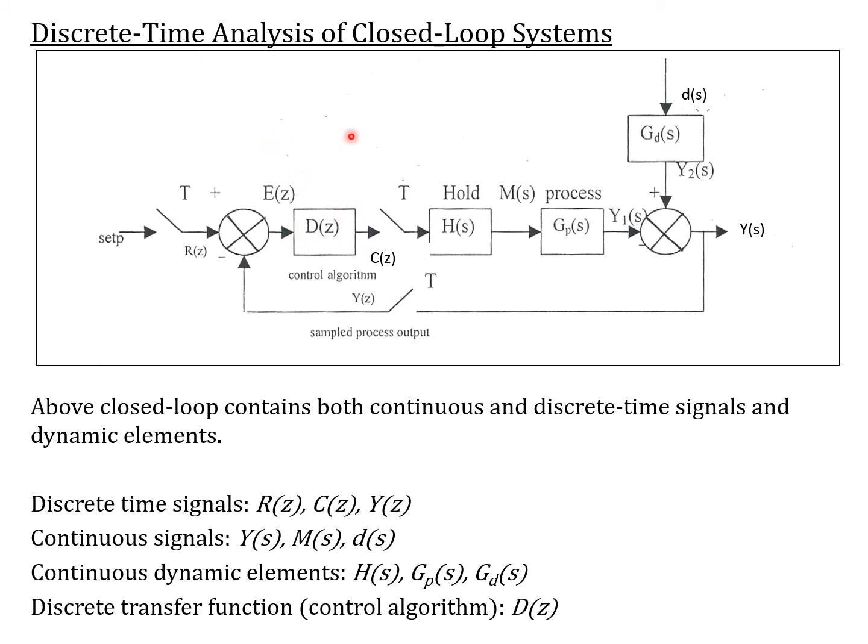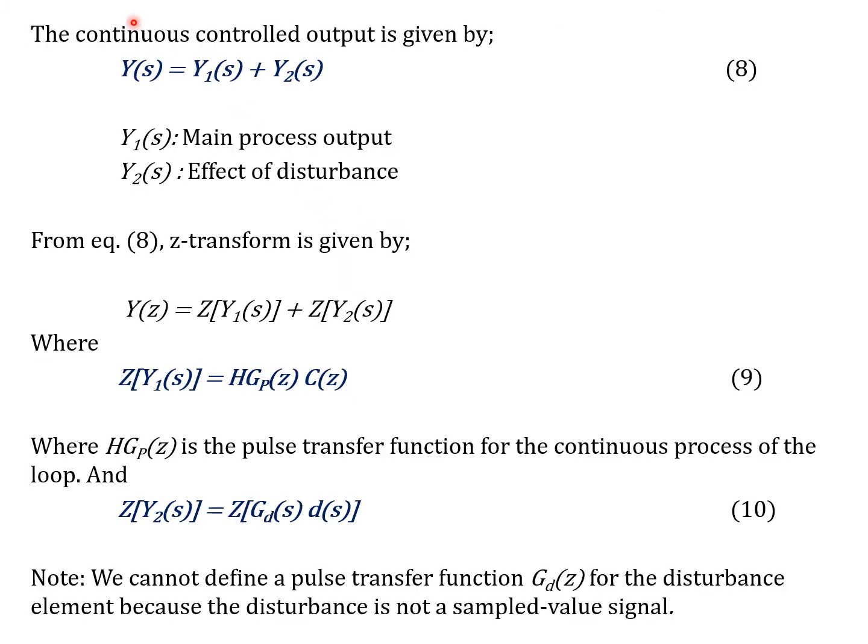There's a slight difference from what we have seen before, like the continuous PID, with this extra loop that we have to add because we are discretizing it and putting it into the software which acts as the controller. Then it's still the same. You get y1 plus y2, the main process output plus the effect of the disturbance. The z transformation of y1 is just HG_P(z) times the controller, and the z transformation of y2 is Z{G_D D(s)}. We leave it as it is because we cannot define G_D(z) for the disturbance, since the disturbance is not a sampled value. The disturbance is continuous, so we leave it as it is on the disturbance side.